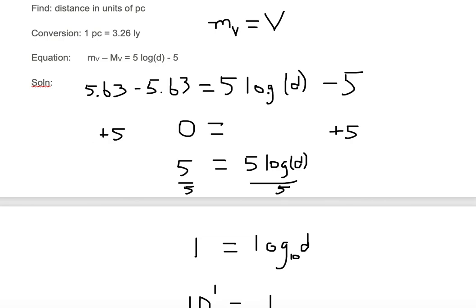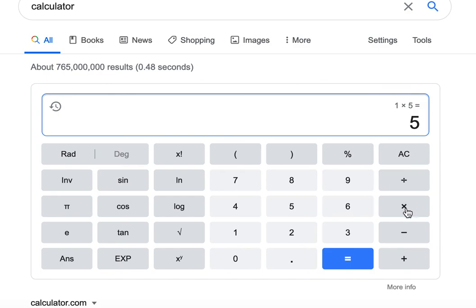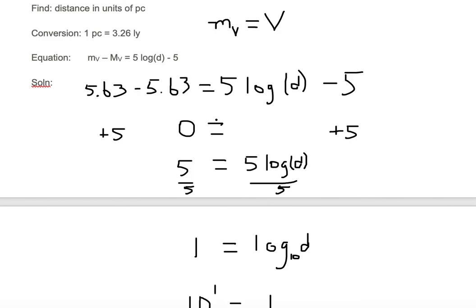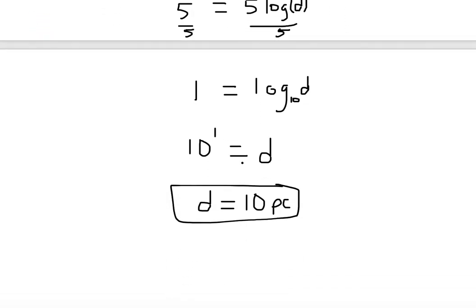So 5 times log of 10 is just 5, minus 5, and we get 0. So we have 0 on the right side, which is equal to 0 on the left side, so long as d is equal to 10 parsecs. So we know that the answer is correct. We have checked it, so I'm going to double box it. 10 parsecs is the distance.